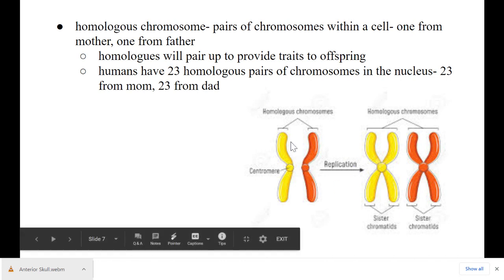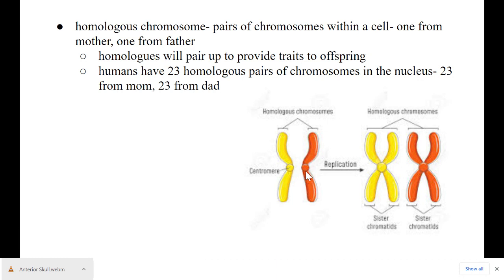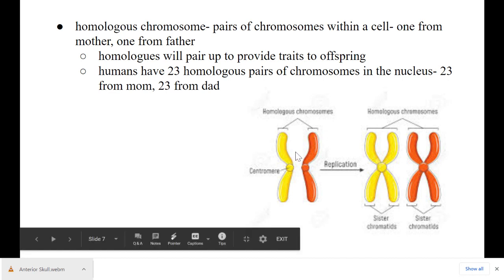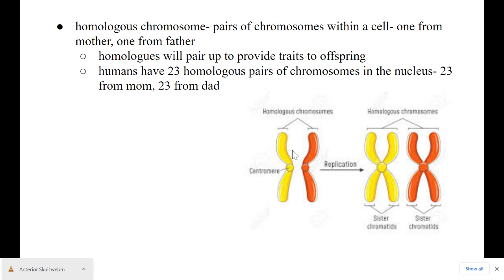So these are homologous chromosomes. The yellow would be from mom, the red would be from dad. We have 23 pairs of homologous chromosomes in our cells. Okay, that's a human. Other organisms are going to have different numbers. So part from mom, part from dad. And then the combination of these things is going to give us our traits, and we'll see that when we get to our genetics unit.